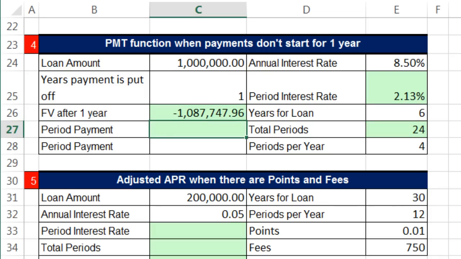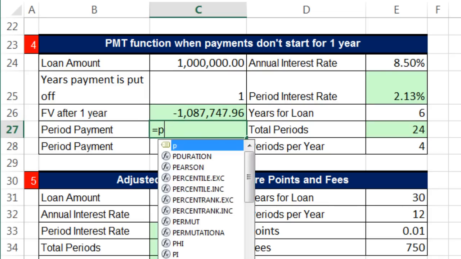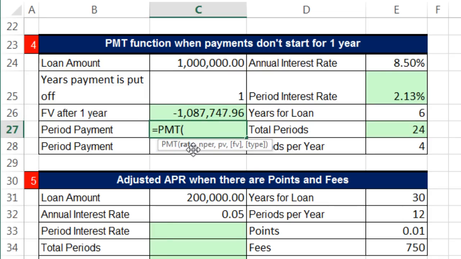Now, you ready? We're going to calculate the period payment equals PMT. The rate, still this 2.13, that's the period rate for the quarter, comma. Number of periods. We have to be careful here. The loan was for 6 years, but now we're making this calculation 1 year out. So it's actually 5.